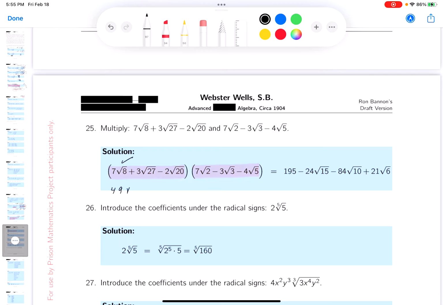root 16. Yes, I know the root 16 is 4. We'll get to that later. Then what do I get? I get minus 21 root 24. We will take care of that later. Then what do I get? I get minus 28 root 40.